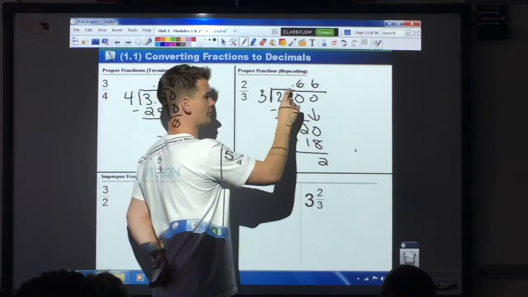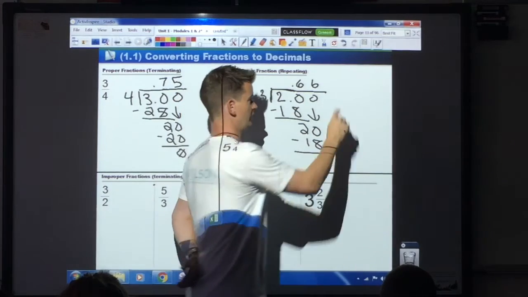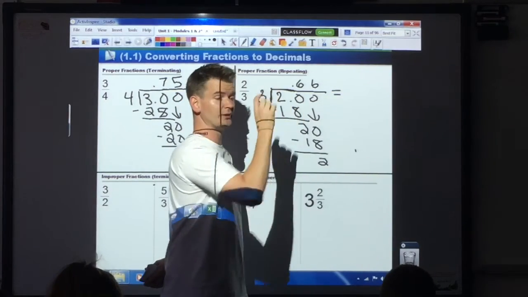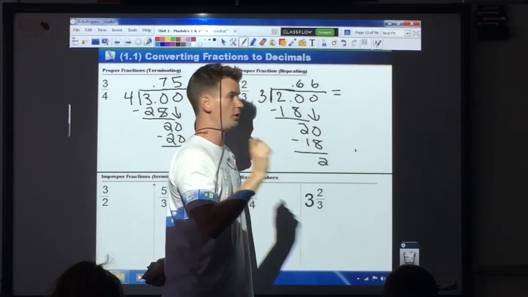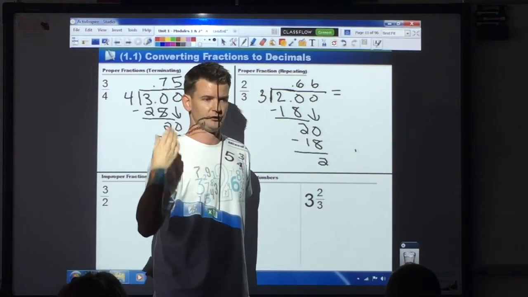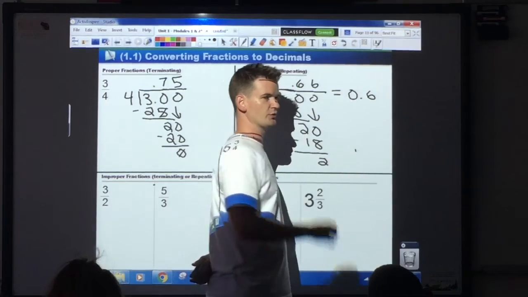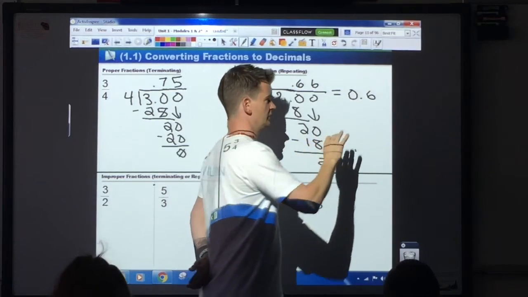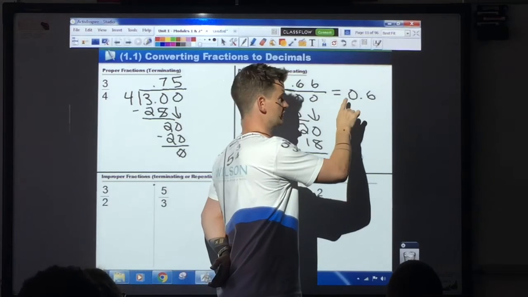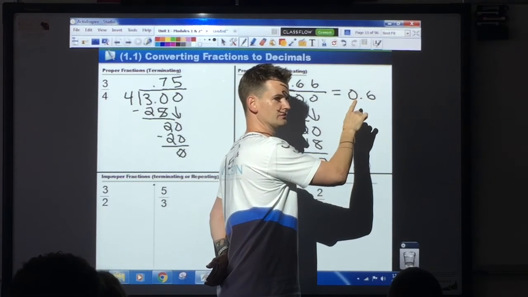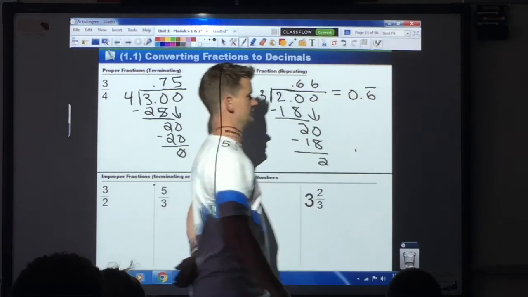When you write this, you're not going to write 0.66. You're going to write just this. Whatever repeated, that's what goes under the bar. The 6 is what's going to repeat forever and ever. So we're going to write 0.6 with the bar. I like the 0. In bar notation, does it go over the 0? No. What's repeating? The 6. So just over the 6. And that's how you do it.